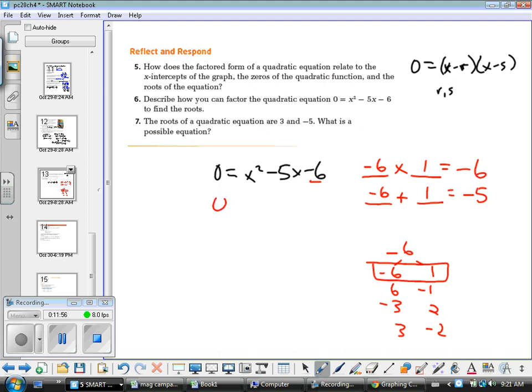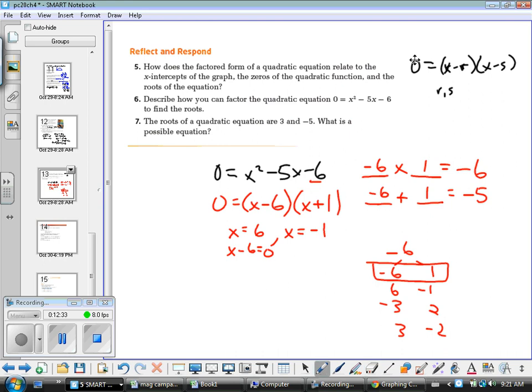Okay, so I can rewrite this as x minus 6 times x plus 1. So in order to find the roots of that equation, I would say that one root is x equals 6, and another root is x equals -1. Just notice these signs are switched, because when x equals 6, then x minus 6 equals 0, right? Because if x is 6, that becomes 6 minus 6 equals 0.